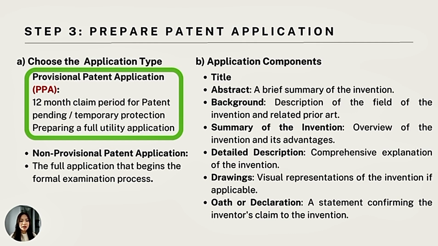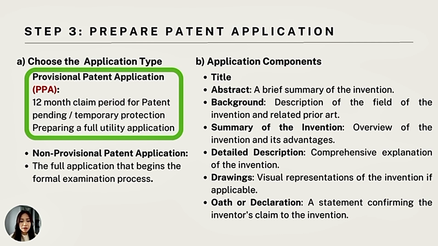This means that it has 12 months, so 1 year of temporary protection. This allows you to make any more developments on your invention. Besides that, it's more simple to apply for. So overall, the PPA is better.